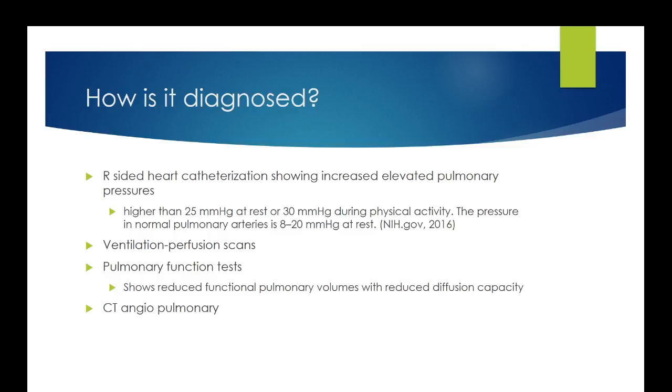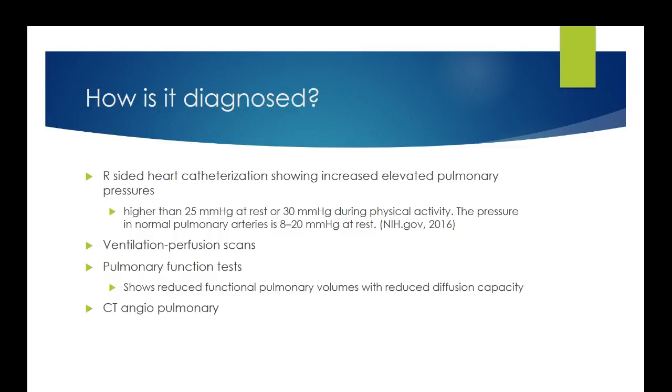So how do we diagnose it? Diagnosis is basically right-sided heart catheterization showing elevated pulmonary pressures. So we know that normal blood pressure in general is going to be between 100 to 140 millimeters of mercury, and diastolic, of course, being 60 to 90 millimeters of mercury. However, this is coming from the left ventricle, the strongest part of the heart.